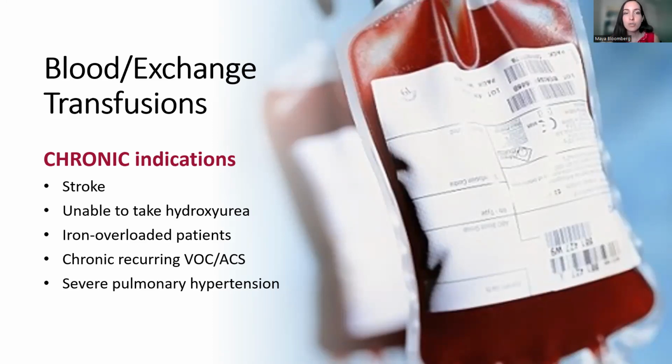In addition to those with sickle cell ulcers, sometimes we will do chronic exchanges for those with stroke. If you're unable to take hydroxyurea, so maybe you're compliant with it, but you're still having a lot of crises and you're not responding to it, or your platelet count is just way too low to be on hydroxyurea, or you have non-healing sickle cell ulcers, those are all indications to go on exchange. Anybody with chronic recurring VOCs or acute chest, despite being on hydroxyurea and other medication management, will be a reason to go on it, as well as severe pulmonary hypertension.